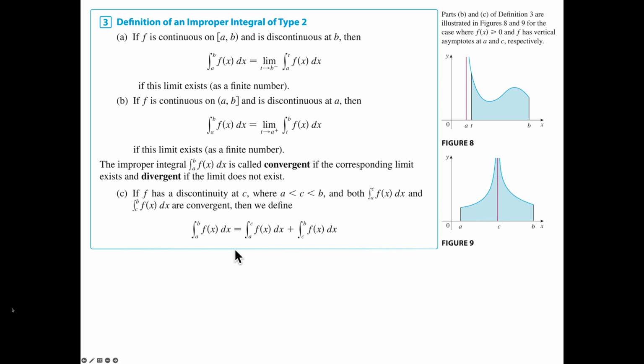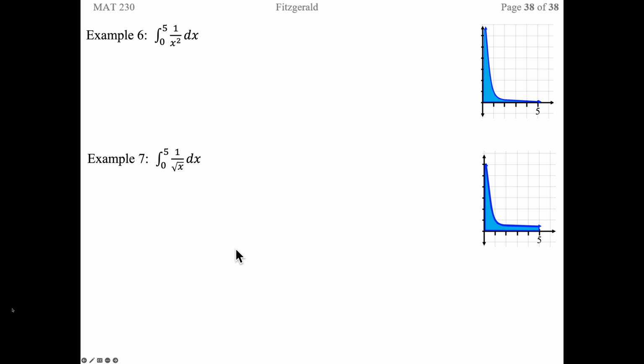So let's take an example of one of these. So let's say we want to integrate from 0 to 5 of 1 over x squared dx. All right, so there is a vertical asymptote at 0. The limit as x approaches 0 of 1 over x squared equals infinity. It's discontinuous. So we're going to change this to the limit as t approaches 0 from the right side only. Integrate it from t to 5, 1 over x squared dx.